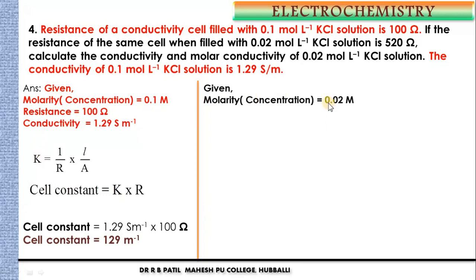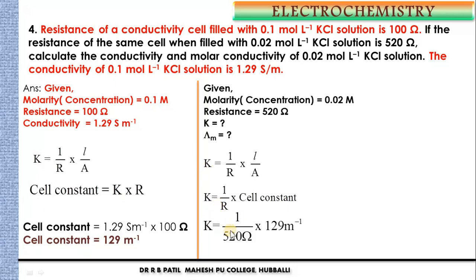For the second solution, we have 0.02 molar concentration, resistance is 520 ohm. We have to calculate K and lambda m both. So once again the same formula, K is equal to 1 by R into L by A. L by A we already calculated and kept ready, and for resistance they have given only the R value, so R is equal to 520 ohm. So we can calculate K. Substitute that: R value is 520 ohm, cell constant is 129 meter inverse. So when I solve, I end with K 0.2480 Siemens meter inverse or ohm inverse meter inverse.